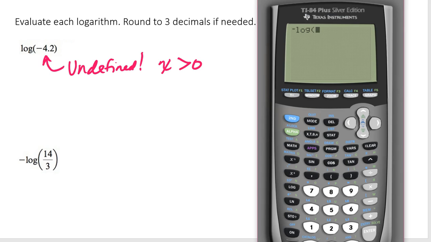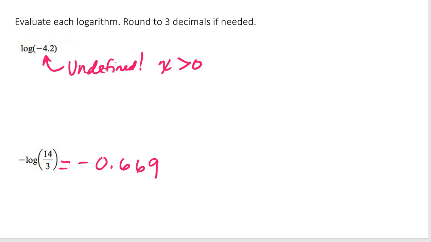Okay. Now, notice there's a parentheses. I want to make sure that my parentheses is closed. And then I'm going to hit enter. And I can see that my log is negative 0.669. Now, I want to make an important point here. Notice that when I take the log of a negative, it's undefined. But I can have a negative in the front. That's okay. I just can't have a negative of what I'm taking a log of.